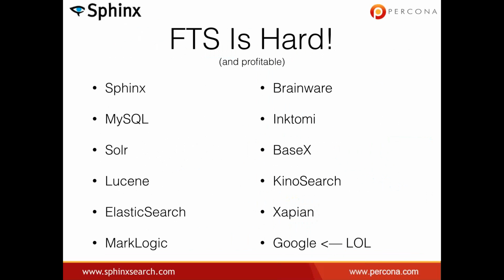And sometimes, occasionally profitable. I'm not sure whether or not Ryan sorted the companies on this slide by their revenue volume, though. That's probably not the case, because Sphinx definitely makes much less than MySQL these days, and Xapian definitely makes less than Google.